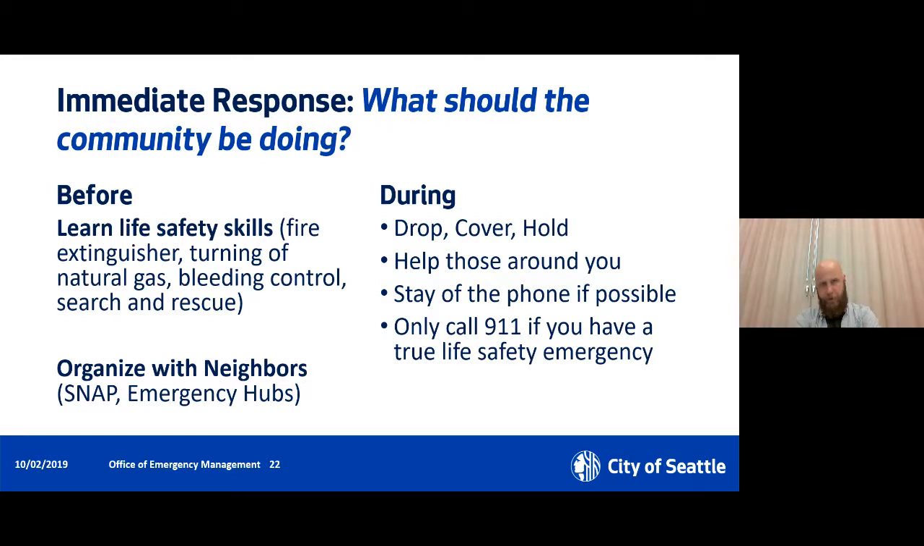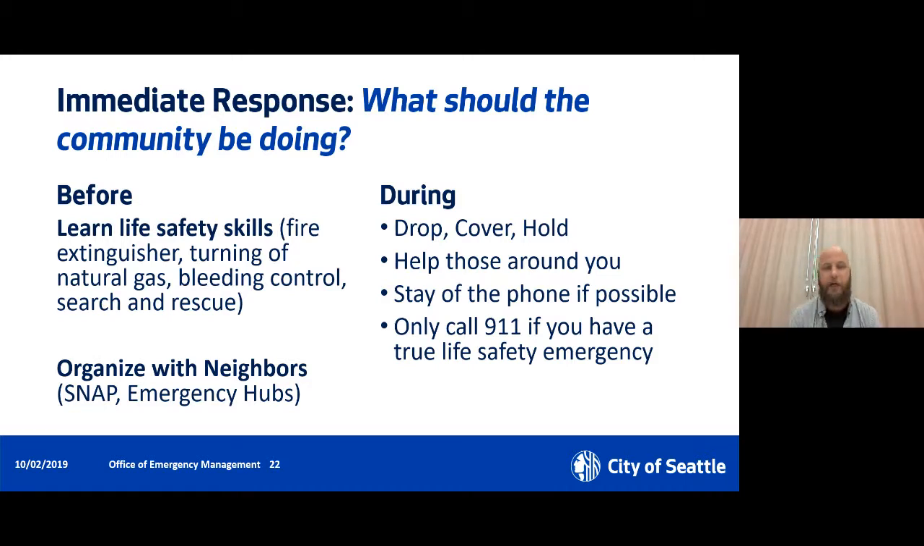So learning how to use a fire extinguisher, how to turn off natural gas and when to turn off natural gas, bleeding control, search and rescue. These are all things that we give classes on. We've been on hiatus due to COVID in terms of in-person classes, but I did put the link to our YouTube channel under the preparedness resources, and we do have videos on most of these things. And then we hope potentially late 2021, but at the very latest, early 2022, that we're again giving those in-person classes.